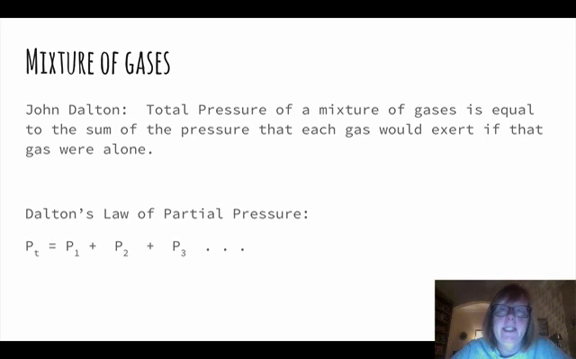John Dalton said that the total pressure of a mixture of gases is just equal to the sum of the pressure that each gas would exert if that gas were alone. Each single gas's pressure is called its partial pressure. It's part of the total. This is Dalton's law of partial pressures, and it looks very simple. It's down here, and the T means total. The total pressure is just the sum of the individual pressures of all those gases as if they were alone.